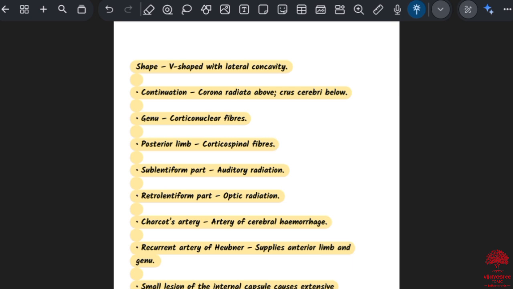Charcot's artery is known as the artery of cerebral hemorrhage, that is the lateral striate branch that supplies the posterior limb. Then the recurrent artery of Heubner supplies the anterior limb and the genu. Then remember that a small lesion of the internal capsule can cause extensive neurological defects. So that's all about the internal capsule.